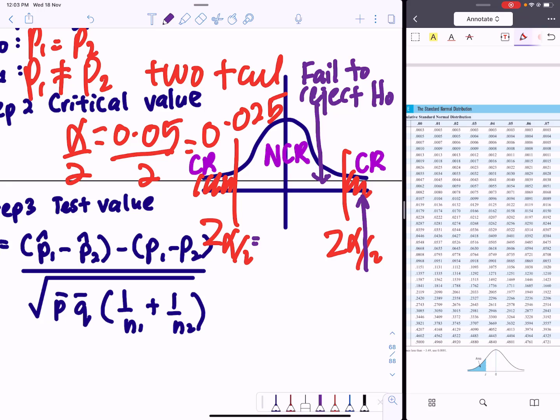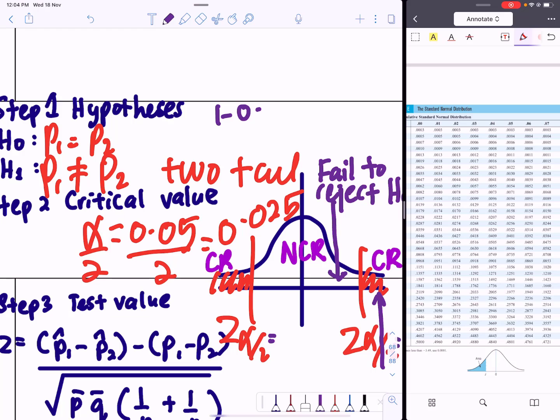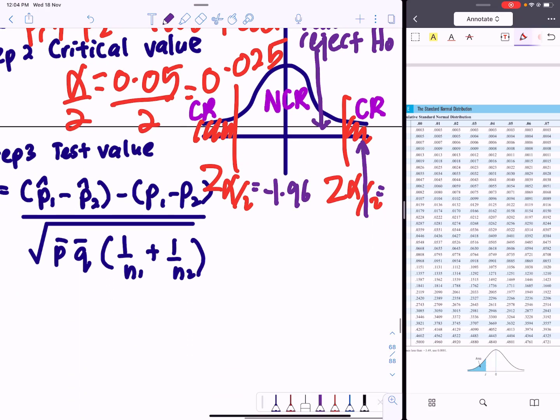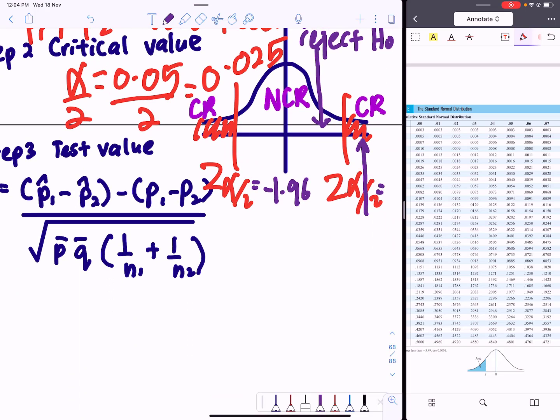We need to find the critical value. I will not show you how to find the critical value. You need to minus first with 1, and then you get 0.975, and the critical value will be negative 1.96. We have done this many times previously. Similarly, negative 1.96 for the critical value.